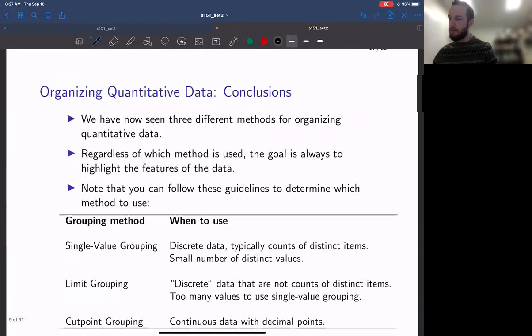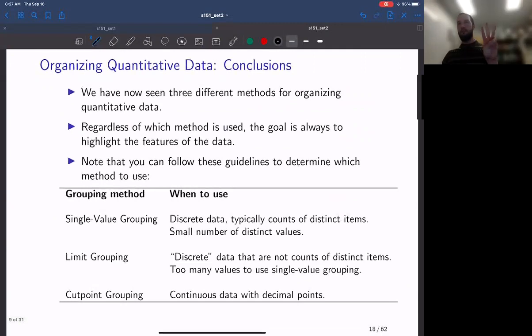All right, so for organizing quantitative data, we talked about 3 different approaches. On slide 18, those approaches are summarized. So we have the single value grouping, limit grouping, and cut point. Single value and limit grouping are both for discrete data. The single value is when we have a low number of unique values, but high amounts of repetition. Limit grouping is also for discrete data, but in the opposite situation. So a lot of different values, but low amounts of repetition. Cut point is what we use for the continuous data, continuous quantitative data.